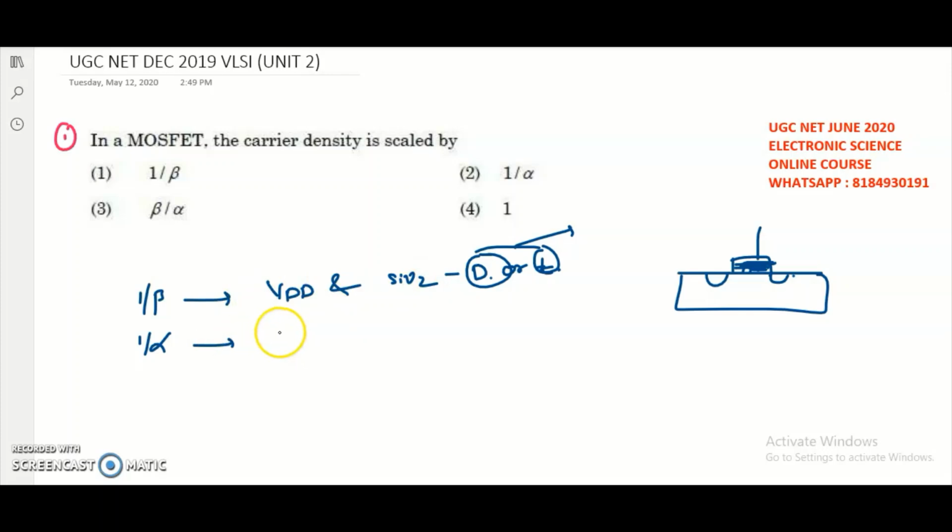And 1 by alpha is used to represent the remaining parameters, that is the horizontal and vertical dimensions of the MOSFET, such as the width of the channel or the length of the channel. For any such parameters, we take the scaling factor as 1 by alpha. Both these points are important; you have to know them to solve such types of problems.